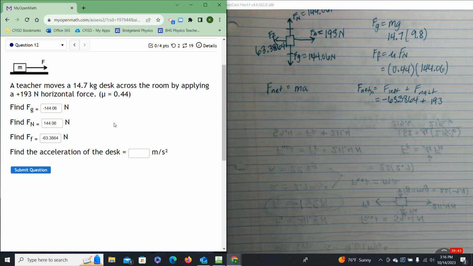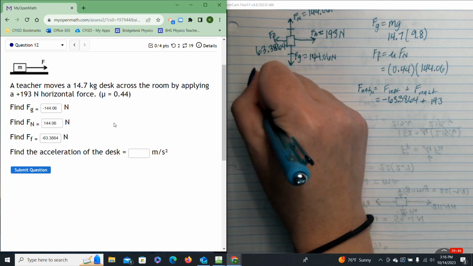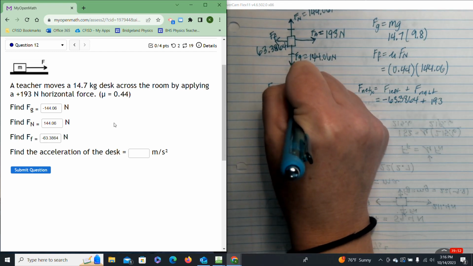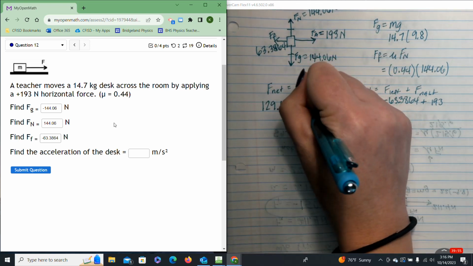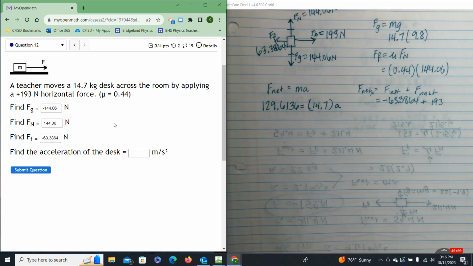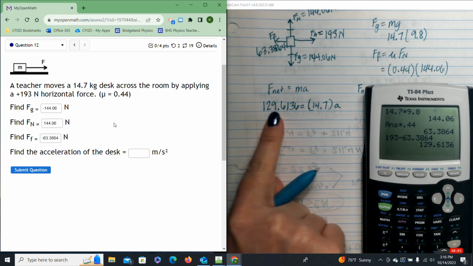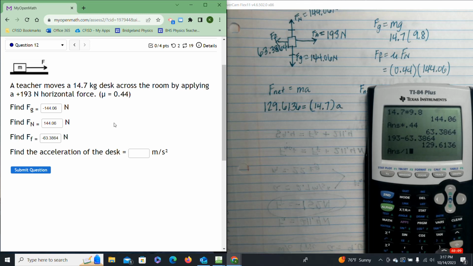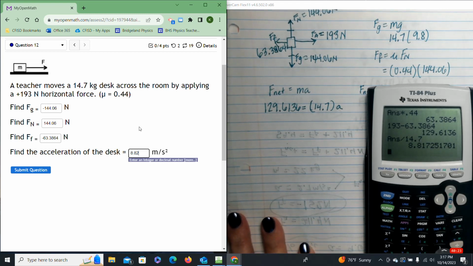That's not acceleration. That's net force. So let's go ahead and list it over here. 129.6136 equals, the mass is in the question, 14.7 times a. So now to solve for acceleration, I just need to divide both sides by 14.7. That'll cancel this, and that of course will give me an answer over there. When I divide by 14.7, I get an acceleration of 8.82, if I round that, meters per second squared. And again, it will be in the direction of my net force, which means it will be to the right.